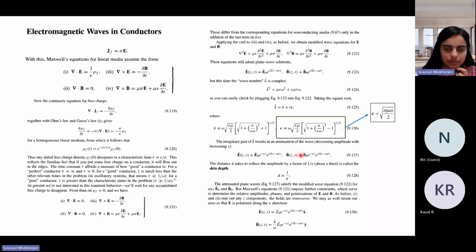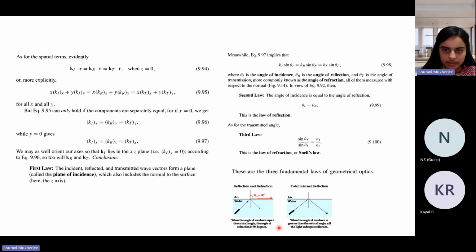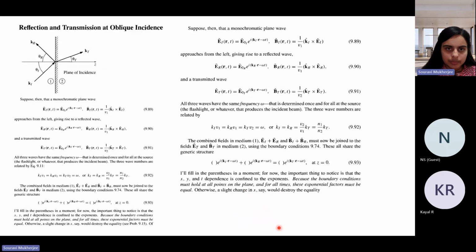So this is something we have been using everywhere. This is for the conductors where you have the complex scale. Let us look at the simple case, right? We are talking about in vacuum.